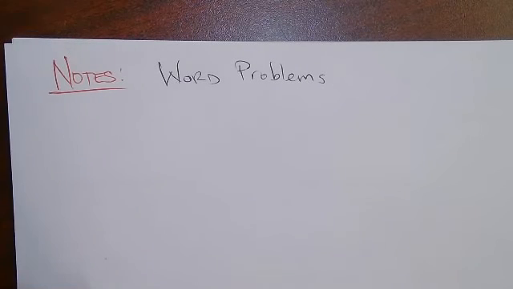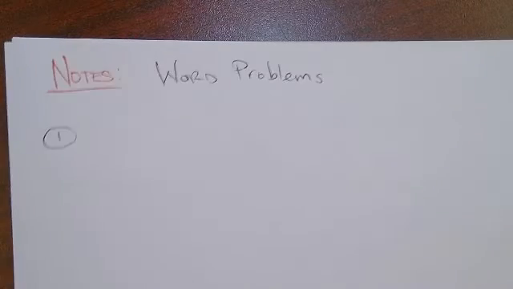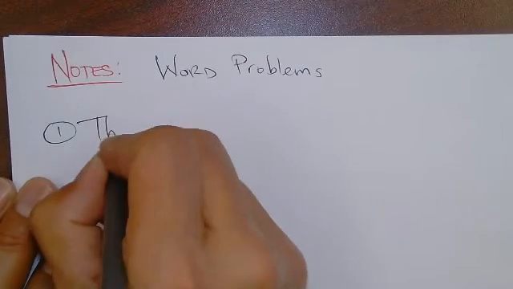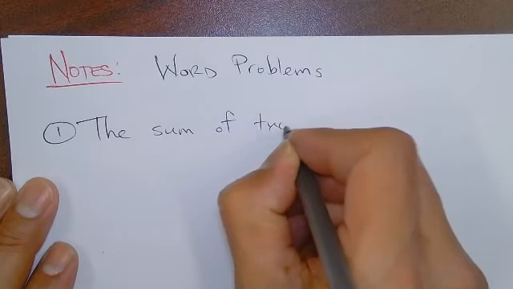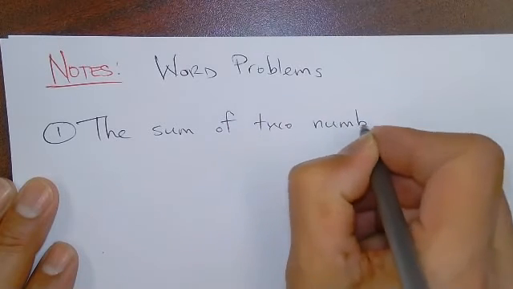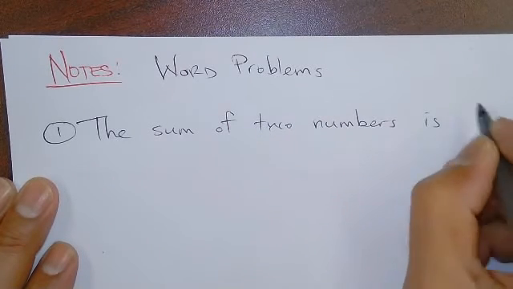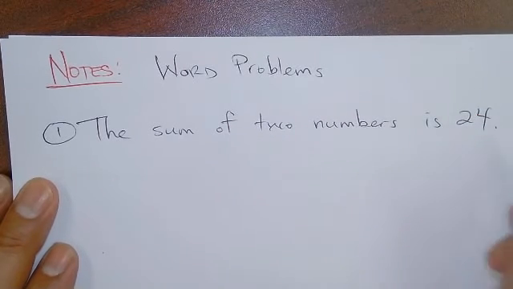Okay, so I'm going to give you a sentence, a statement, and you convert it into an equation, okay? Number one, ready? Just watch here. You're following along. Easy. The sum of two numbers is 24.